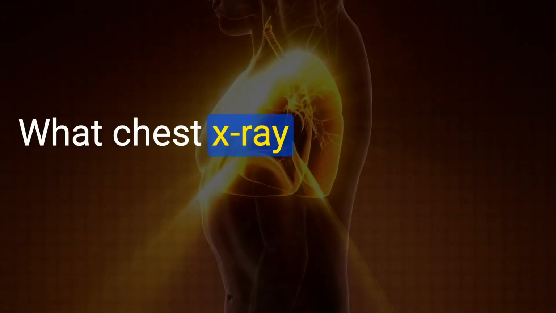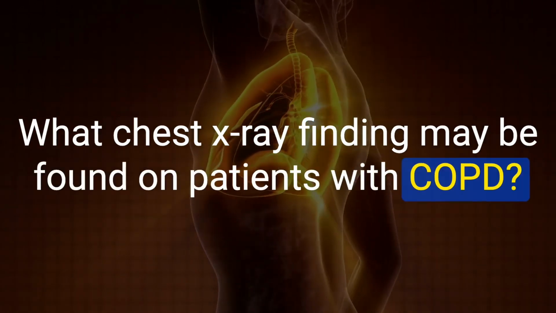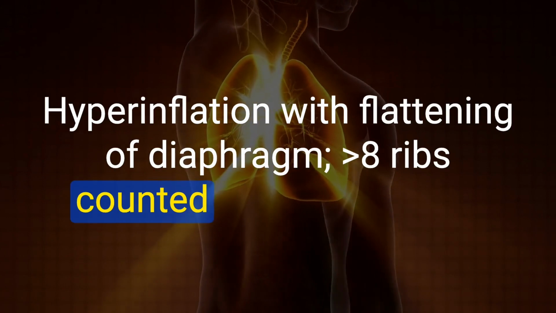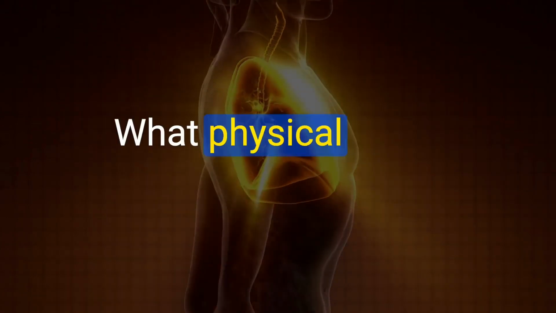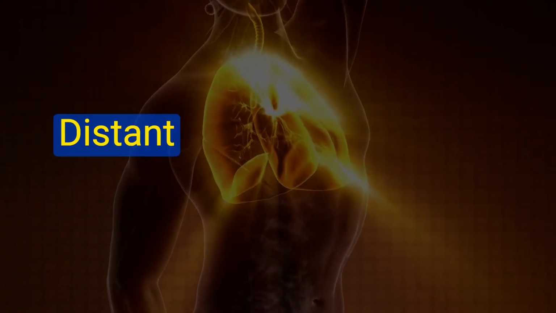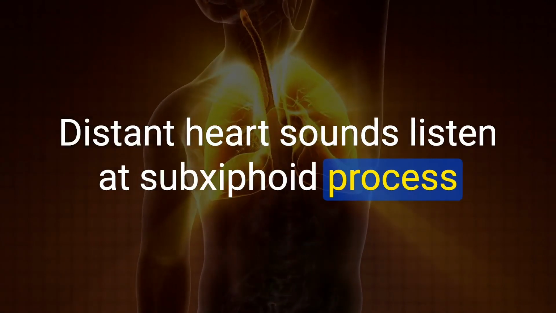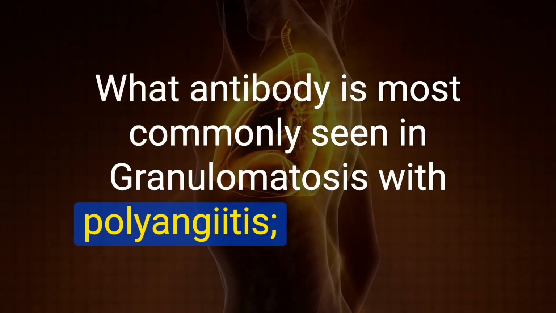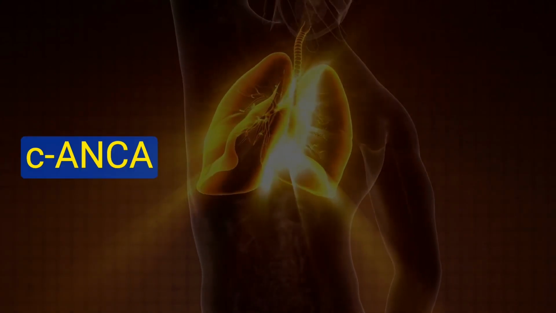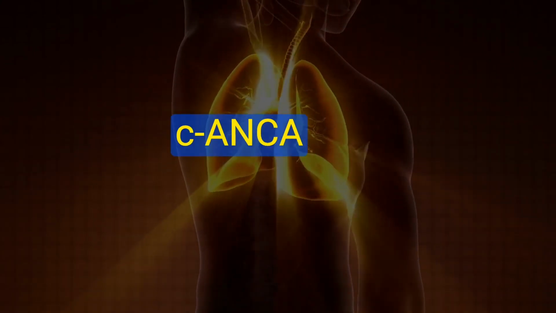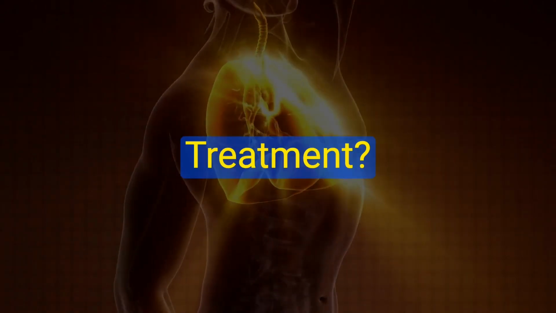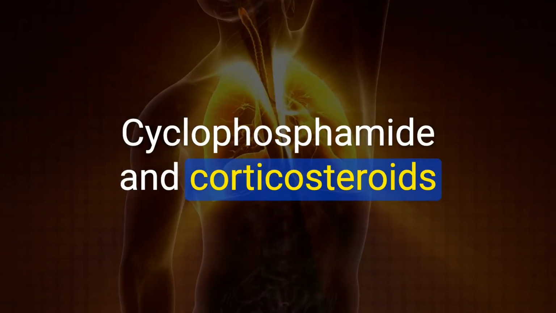61. What chest X-ray finding may be found in patients with COPD? Hyperinflation with flattening of the diaphragm; greater than 8 ribs counted equals hyperinflation. What physical exam finding does this produce? Distant heart sounds, listen at the subxiphoid process. 62. What antibody is most commonly seen in granulomatosis with polyangiitis? Wegener's. cANCA, also called proteinase 3. cANCA 90%, pANCA 20%. Treatment: cyclophosphamide and corticosteroids.